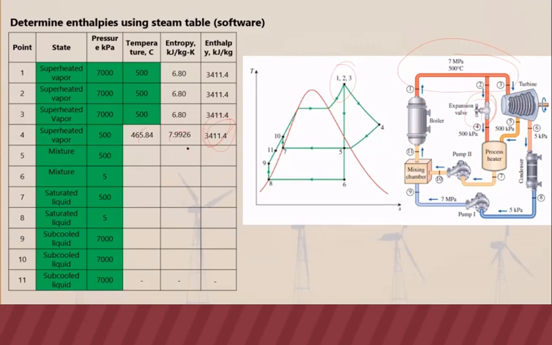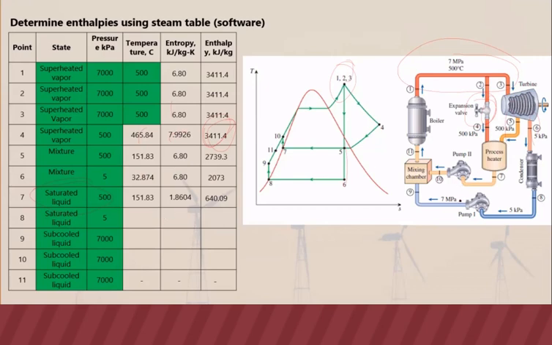Points 5 and 6 have the same entropy as point 3, because they are expanding from point 3 as they leave the turbine. Since we have two properties, we can get the remaining properties. At point 7, since it's saturated liquid and we're given the pressure, we can get the properties also. Point 7, which leaves the process heater, is saturated liquid based on the problem.